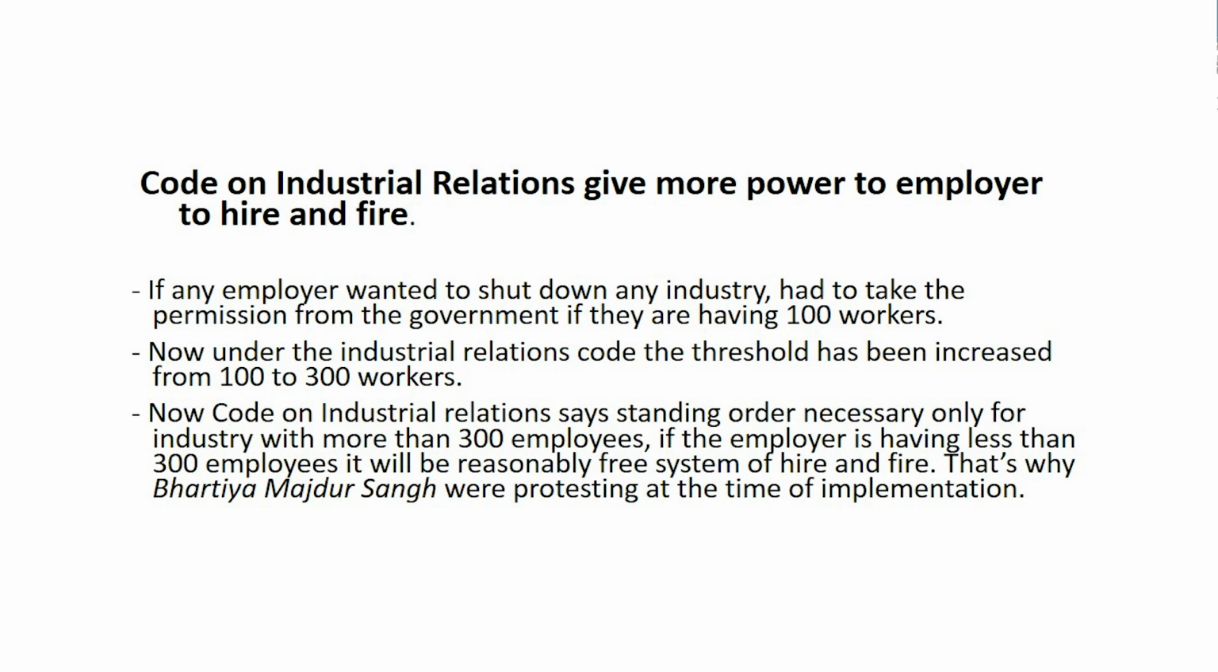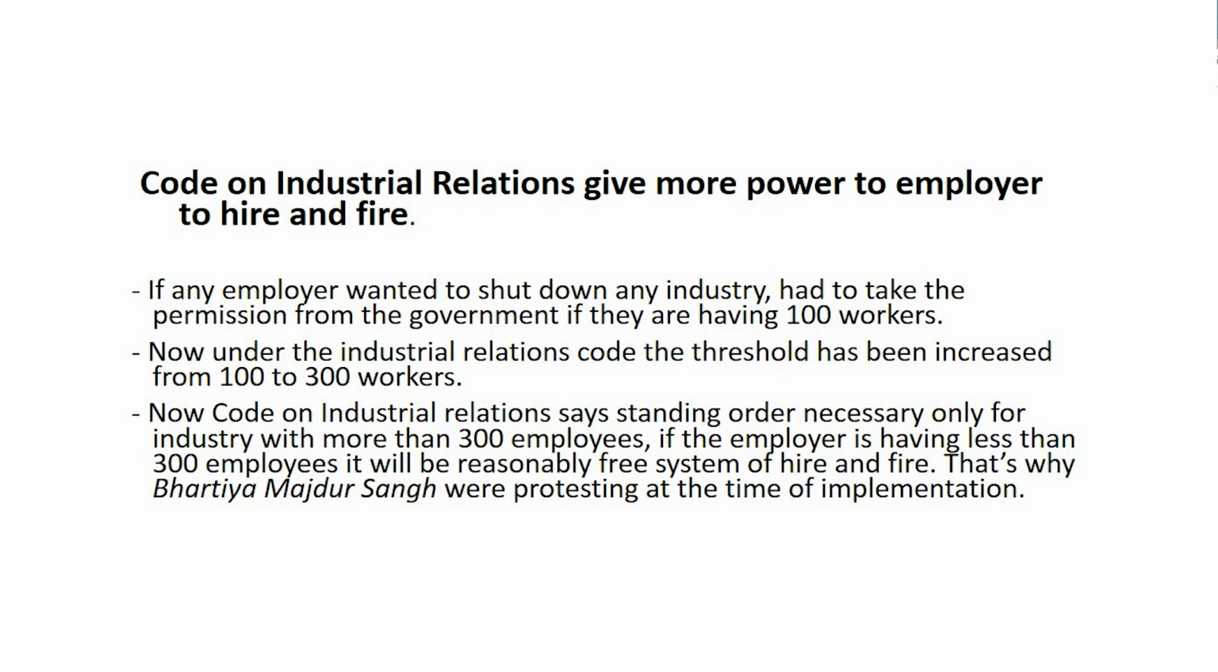It means that if an employer wants to shut down or close down the industry, they do not have to take permission from the government. So now the code says a standing order is necessary only for industries with more than 300 employees. If the employer has fewer than 300 employees, they will have a reasonably free system of hire and fire.